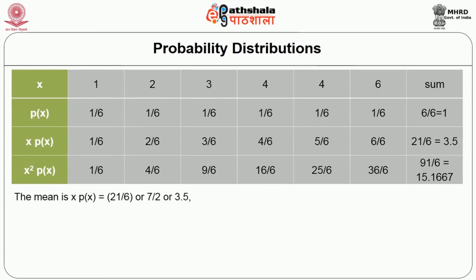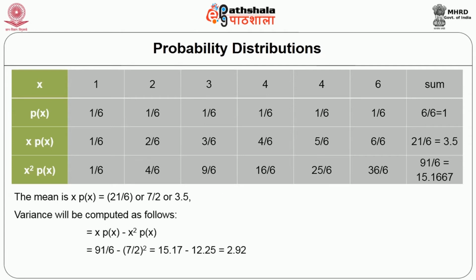The mean is the sum of x times the probability function of x, which is 21 divided by 6. The variance is computed as the sum of x squared into the probability of x minus the mean squared. It results in 2.9. The standard deviation of the same is 1.7078.